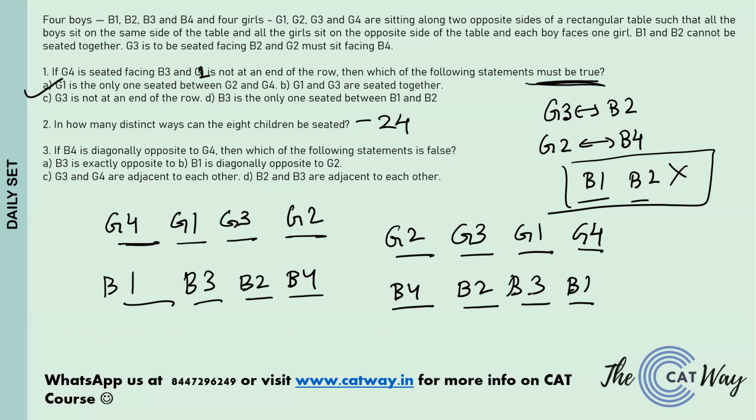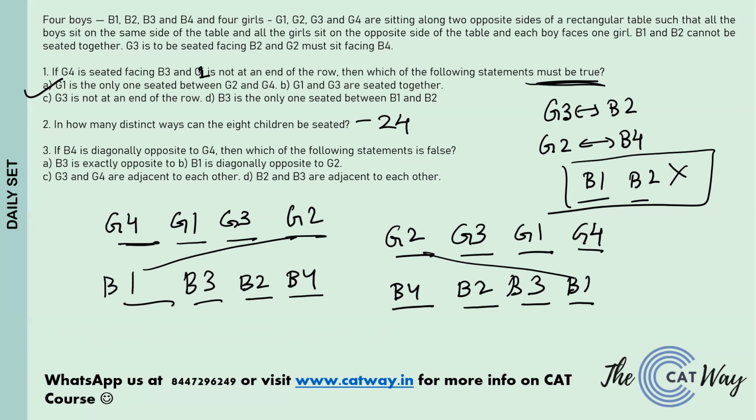Let's find out the answer. So option A says B3 is exactly opposite to... I guess I missed something, no problem, we will come to it. Let's check option B. Option B says B1 is diagonally opposite to G2. That is perfectly fine. So option B cannot be the false statement over here.